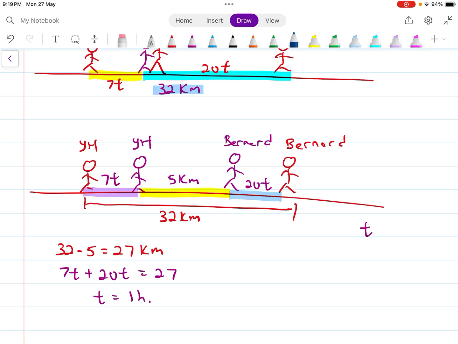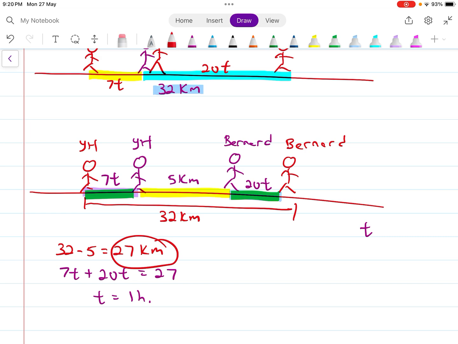The next thing will be part 2b. They ask, what is the time at which they are 5 kilometer apart? This one is also the same thing, I can use this method. Eventually they will be separated by 5 kilometer, so Yi Hao must travel 7t, and Bernard travels 20t, such that they travel a total distance of 32 minus 5, which is 27 kilometer. So 7t plus 20t gives you 27, so t will be equal to 1 hour. That is how you solve part b.